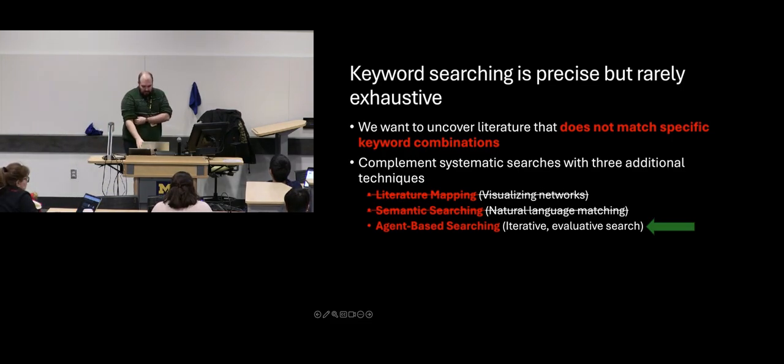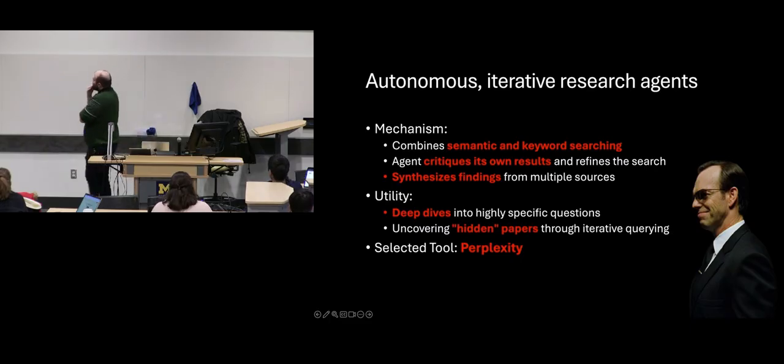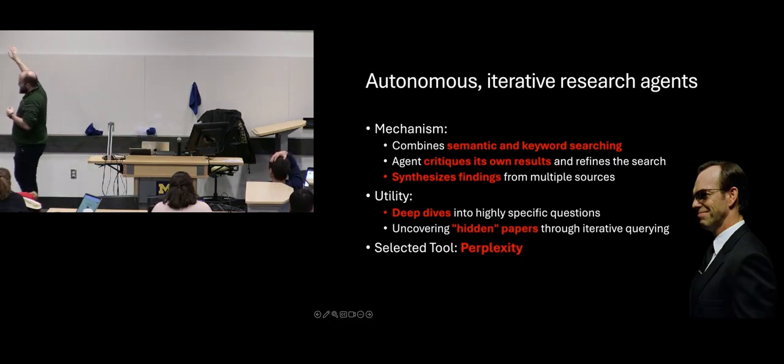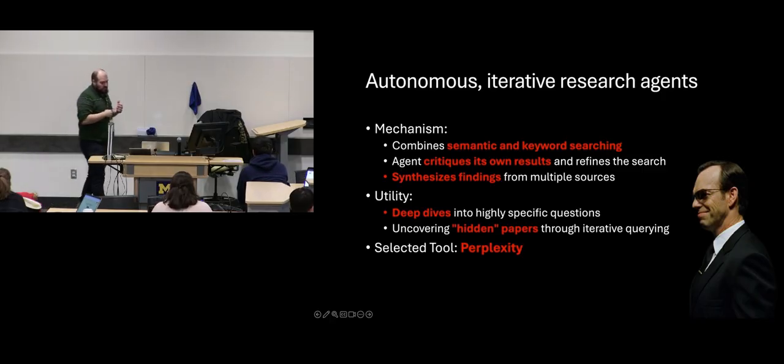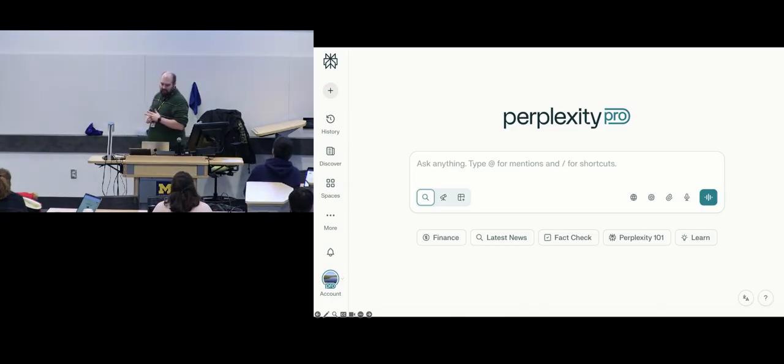So finally, we have the agent-based searching. A lot of our tools from now on are going to use a lot of this kind of agent-based search, where they're going to combine semantic and keyword searches. It's going to then critique its own results. It's going to synthesize the findings, and it's going to take deeper dives into specific questions, right? Ideally, it's finding papers that you wouldn't have found otherwise, because it's not just relying on your initial prompt, it's relying on its own digging through the literature. So we're going to talk about Perplexity here.